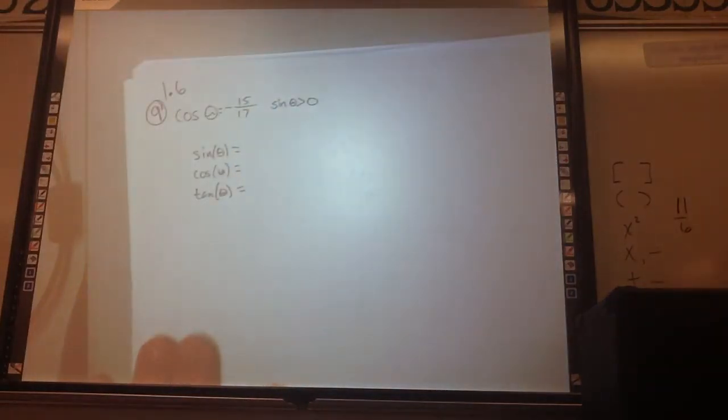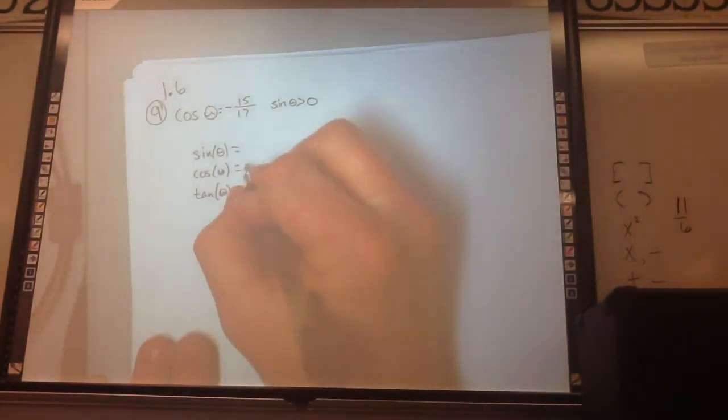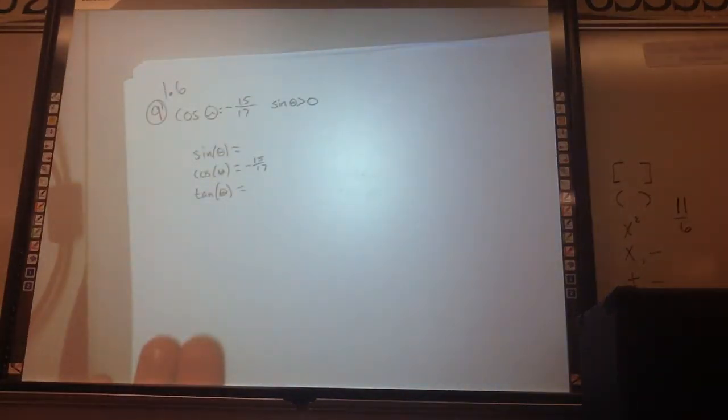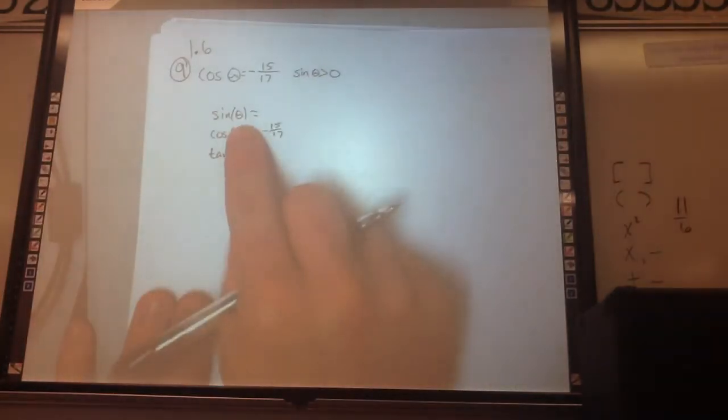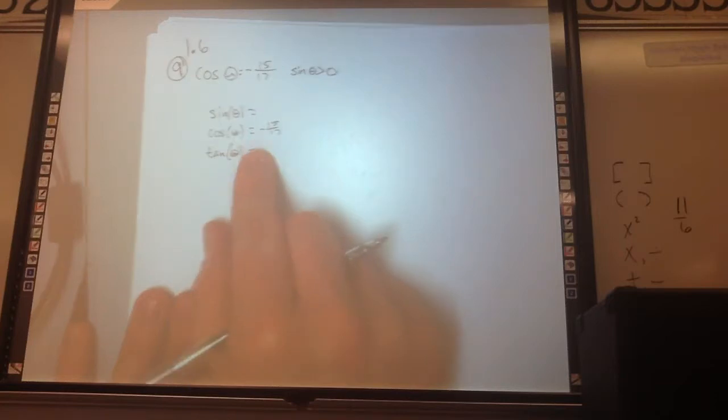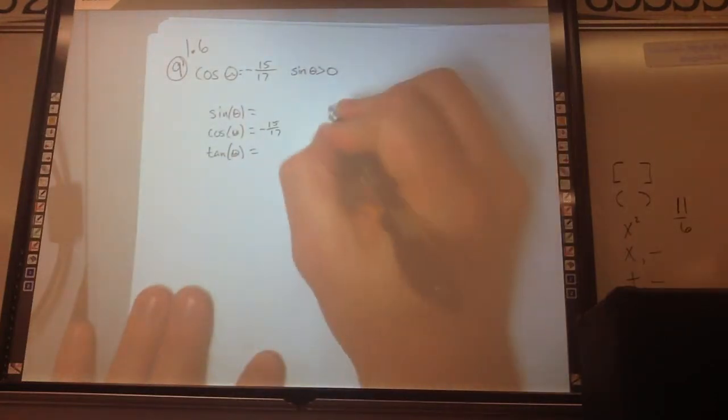Don't you mean cosine for the greater than? No, it means sine. I'll explain why in a second. All we know is the cosine is negative 15 over 17, and we have to find the rest.